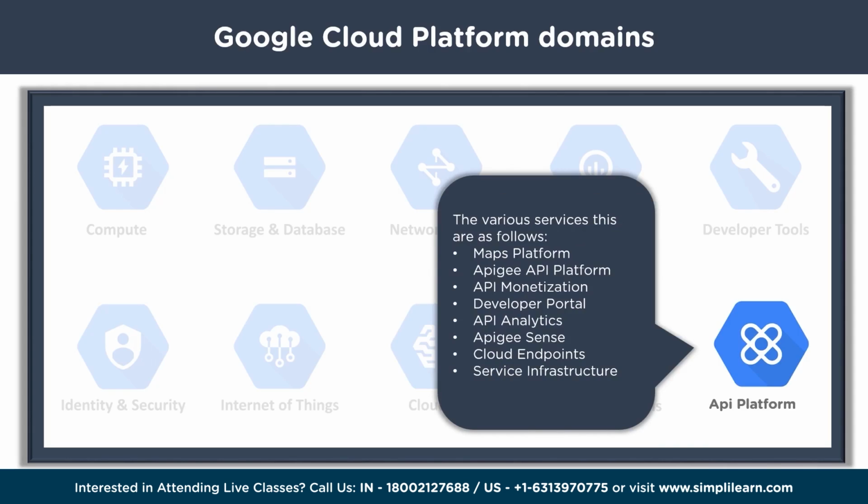If you would be interested in services related to the API platform, then there are different services under this category or domain. So you have Maps Platform, Apigee API Platform, monetization, developer portal, API Analytics, Apigee Sense, Cloud Endpoints, and Service Infrastructure. So these are some of the listing of services under each cloud platform domain.